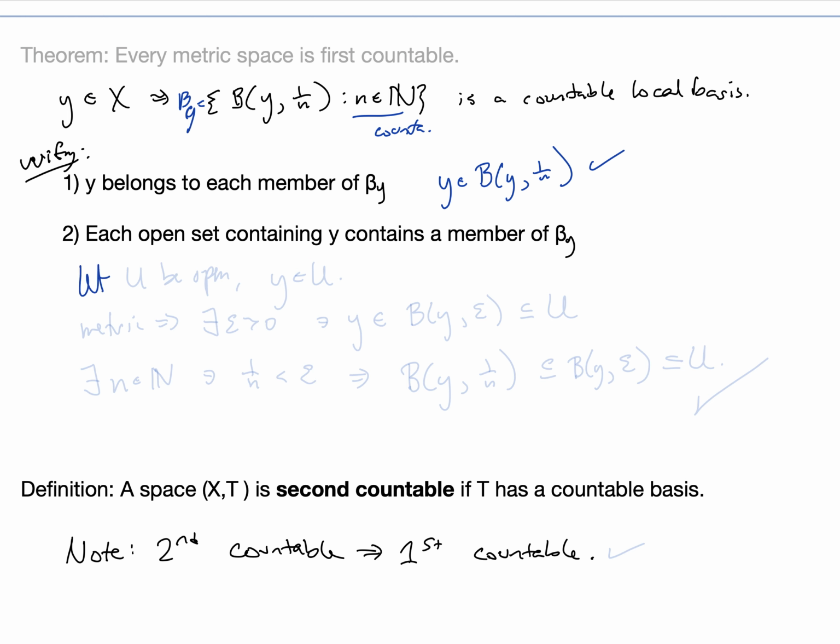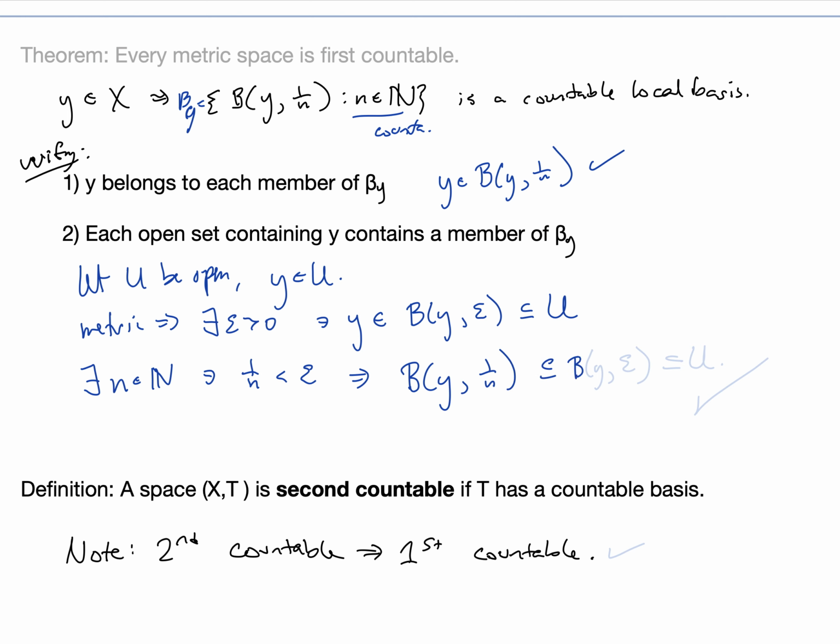So let's let u be an open set, y an element of u. Then, we're in a metric space, so that tells us there is some epsilon greater than 0, such that y is an element of the ball centered at y of radius epsilon, which is a subset of u. And we know that there exists some n in the natural numbers such that 1 over n is less than epsilon, because it's a positive number. And so that tells us that the ball centered at y of radius 1 over n is contained in the ball centered at y of radius epsilon, which is contained inside of u. And so we are done. We've shown that any metric space is first countable.